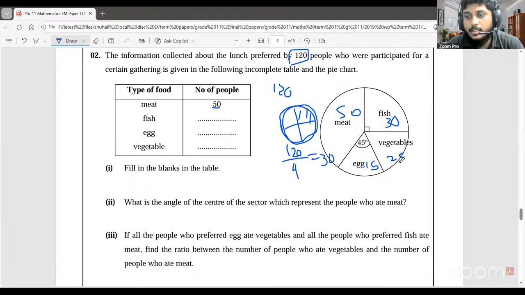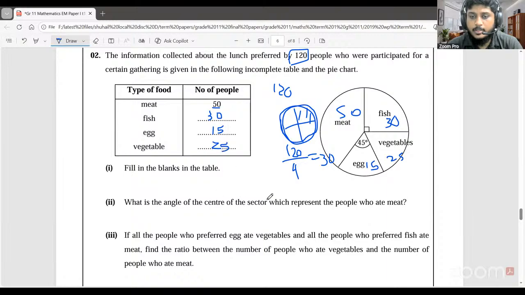Okay, now carefully see. These are 50 and 30, that is 80. 80 and 15 will be how much? 95, and 25 makes 120. Correct? Right. Now you can fill in the number of people. Fish will be how much? 30. Egg will be how much? 15. Vegetables will be how much? 25.